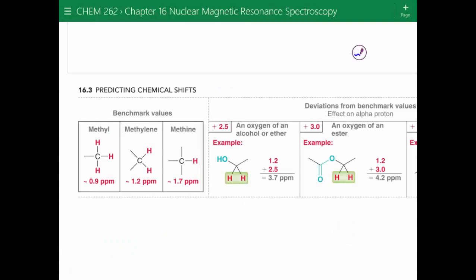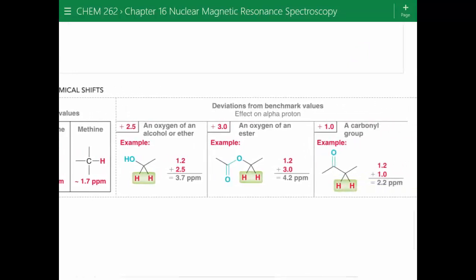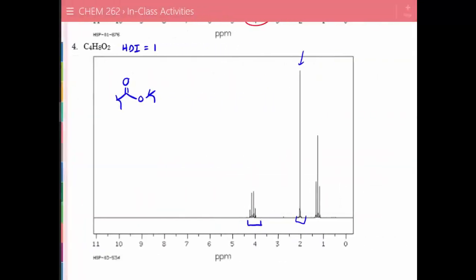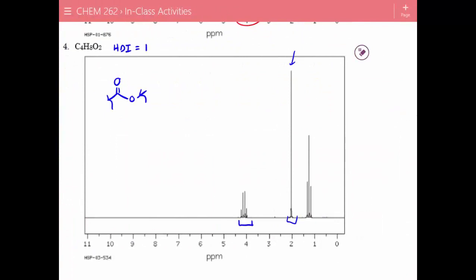So if we look at an ester, we can see on this skill builder exercise 16.3 that the methylene carbons next to an ester should show up around 4.2, which in this case matches really closely with our observed chemical shift of about 4, a little bit above. So at this point, a lot of evidence is indicating that the compound we're looking at in this NMR spectra is some sort of ester.